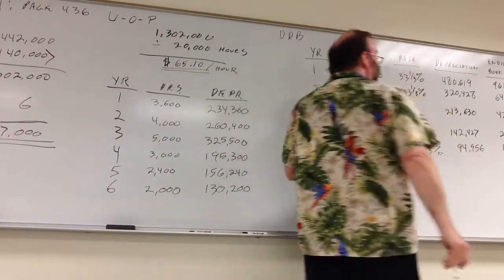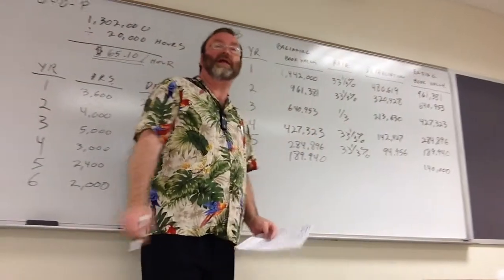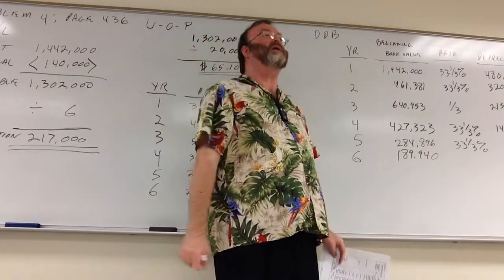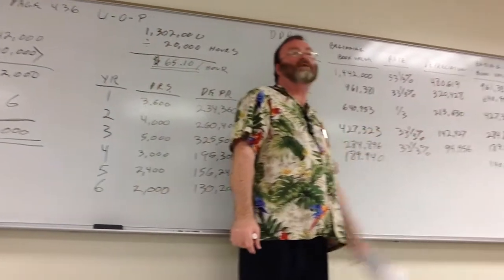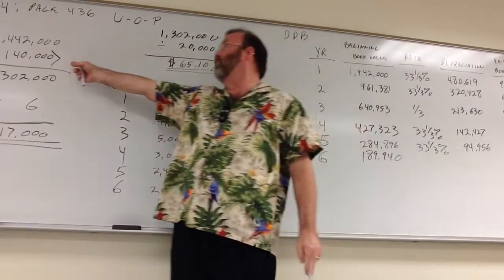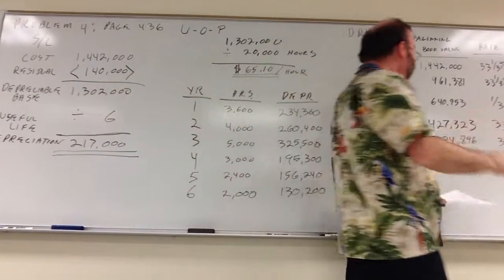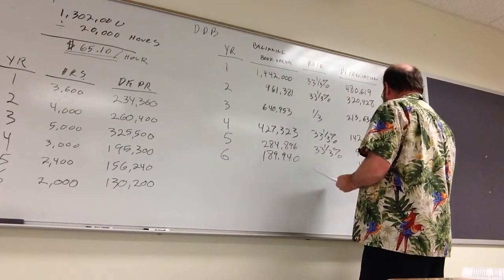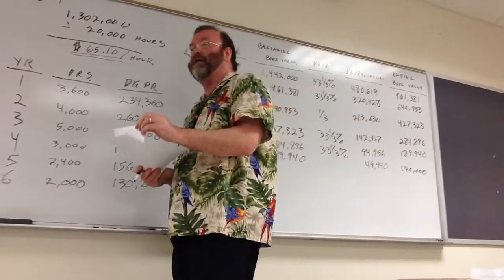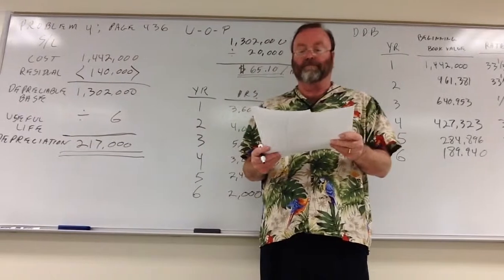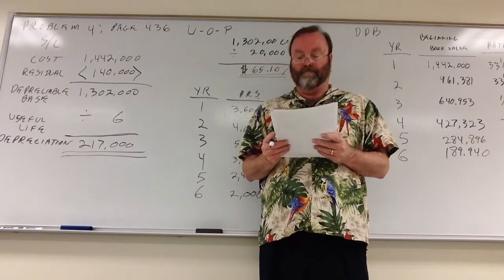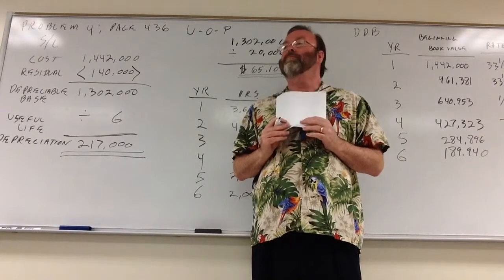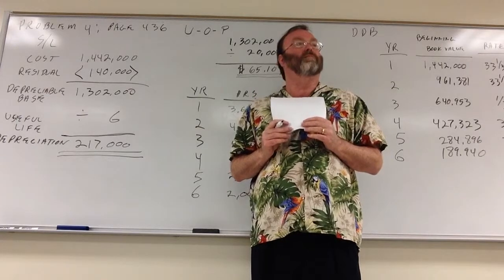189,940. We already know that at the end of year 6, we have to have a book value equal to $140,000, which is the residual value. So that leaves us 49,940 as our 6th and final year's depreciation. Everybody good?